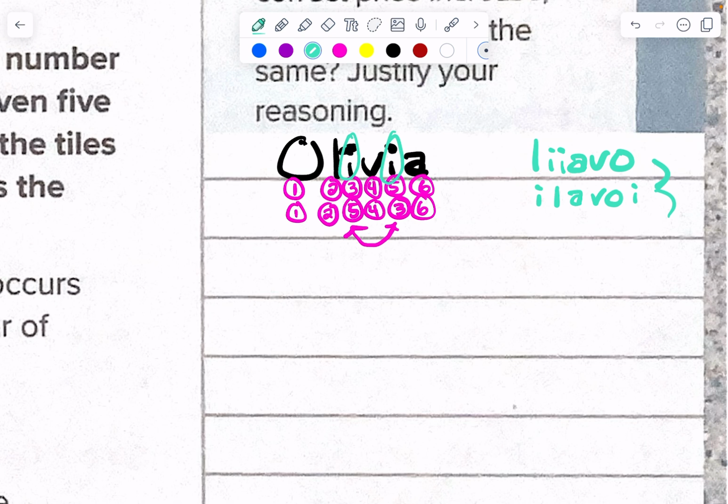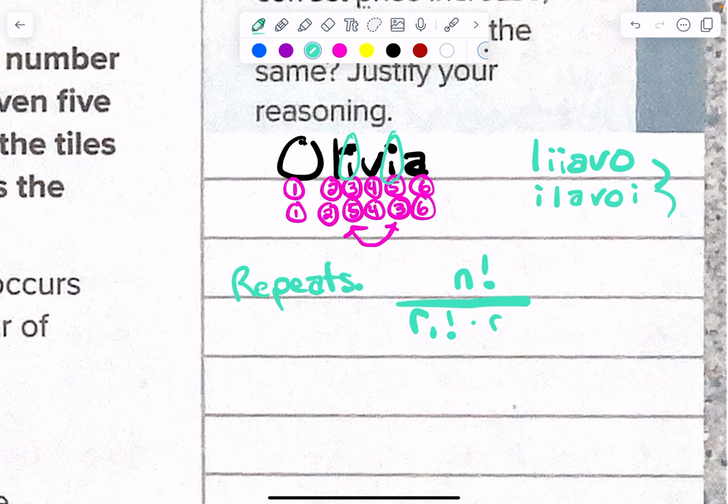Now here's the deal. The formula for this, because it has repeats, is n factorial over r1 factorial times r2 factorial, and so on. It just depends on the bottom number, how many letters you have repeating. Okay, so we'll get to that. R1 is like an R1 subscript factorial times R2 factorial, etc.